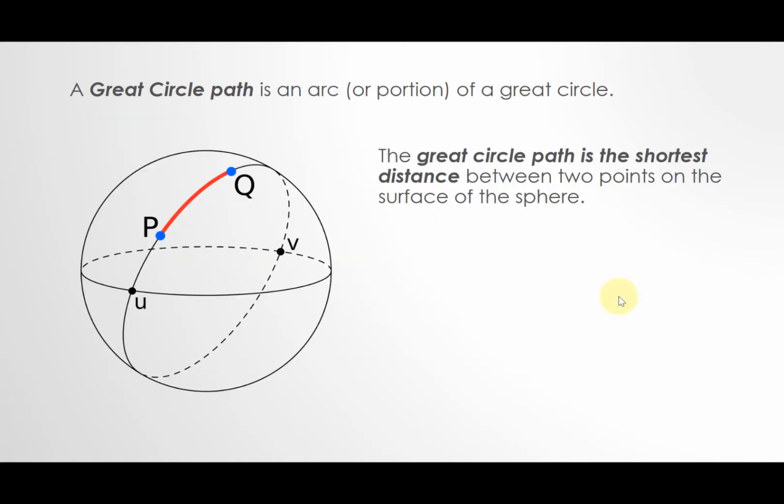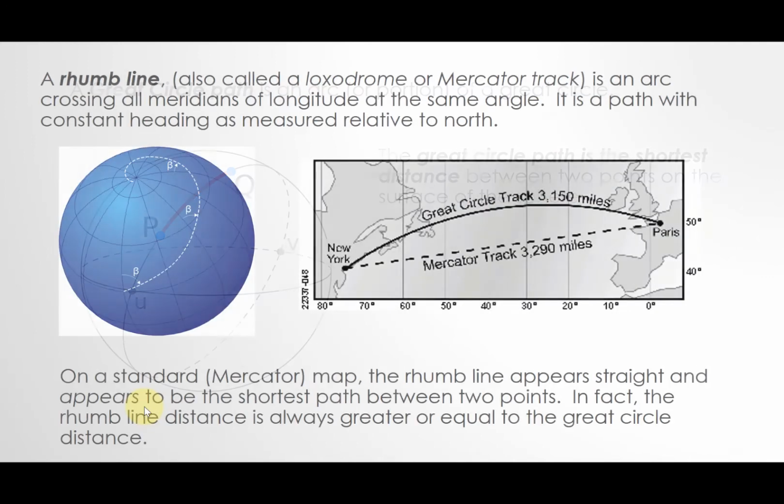A great circle path is an arc or portion of a great circle. Like this from point P to Q, that is a great circle path. It is an arc, a portion of a great circle. The great circle path is the shortest distance between 2 points on the surface of a sphere.